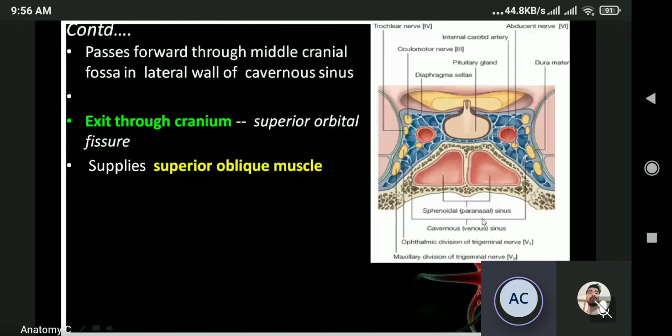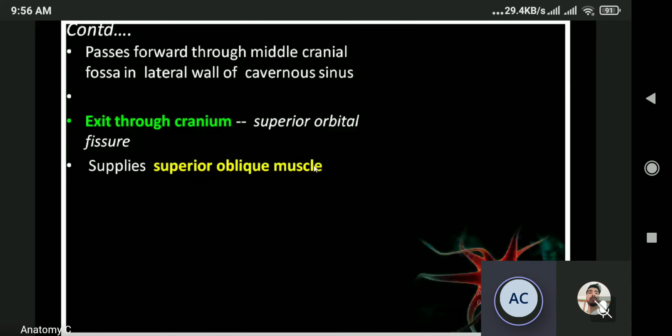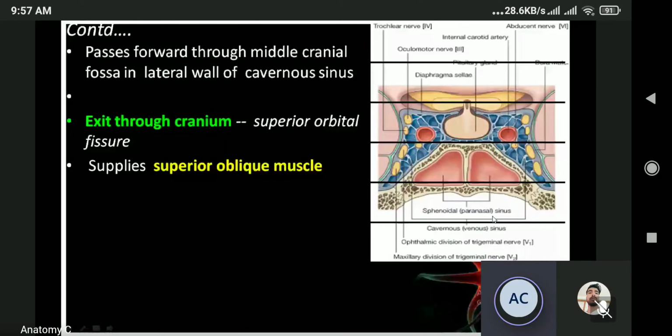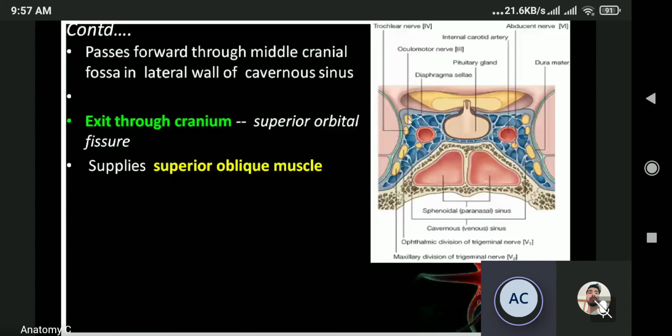Then it will pass forward. So then it will pass laterally, lateral to the crus cerebri. So by the side of the crus cerebri, on the lateral side of the crus cerebri, we can see the trochlear nerve. Now later on, this is also another cranial nerve which will pass through the lateral wall of the cavernous sinus. So this is the trochlear nerve which will pass through the middle cranial fossa in the lateral wall of the cavernous sinus.